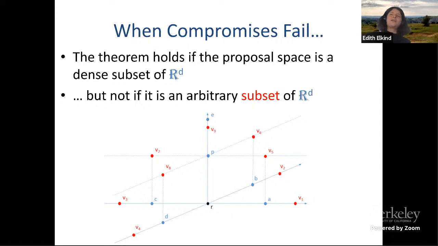So the lesson here: if the proposal space is dense, 2 compromises are sufficient. And if agents are not as sophisticated at articulating complex proposals, then they may need negotiation that involves many more collisions.